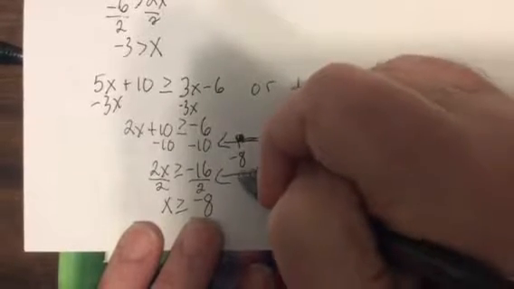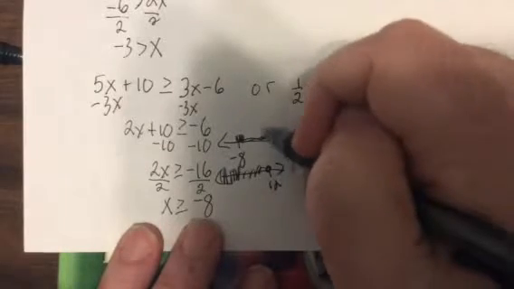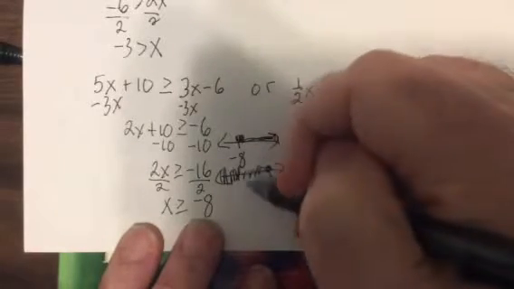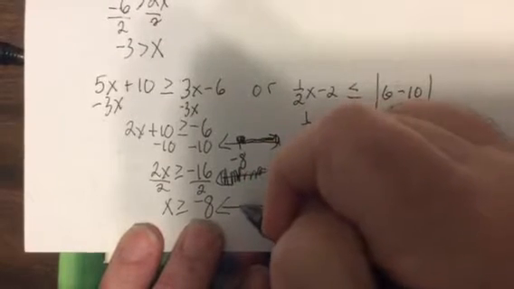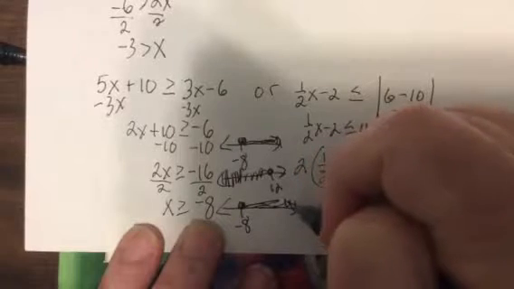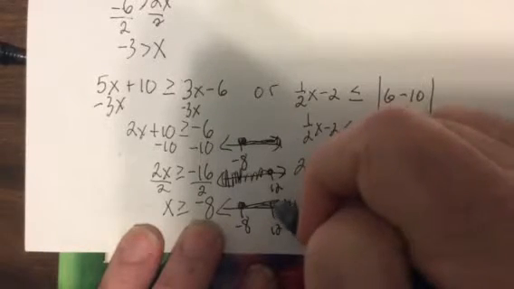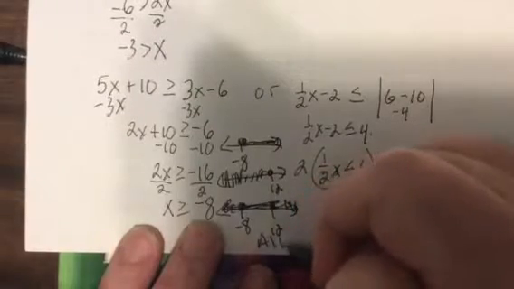Now, if this was "and," it's not "and." But if it was "and," the answer would be right here, because it overlaps. But "or" is wherever they're shading, bring it on down. So here's -8. Here's 12. Well, it's already shaded there, but that's okay. Go this way. Oh, it's all reals, my peeps.